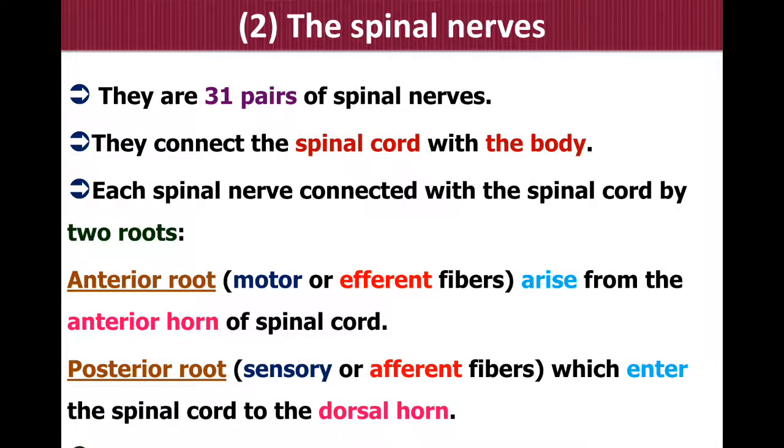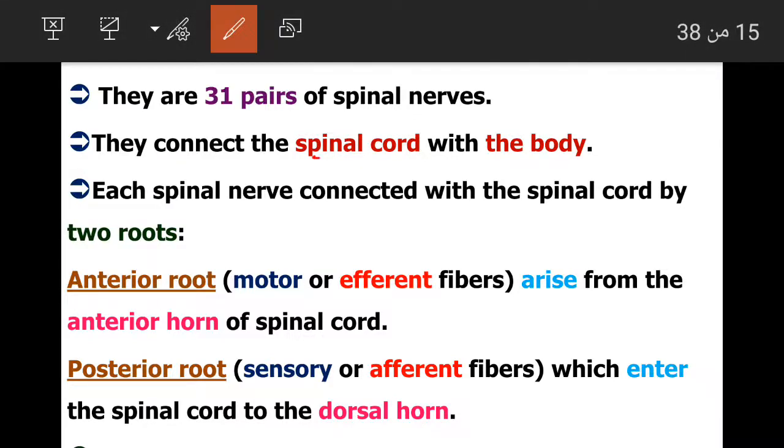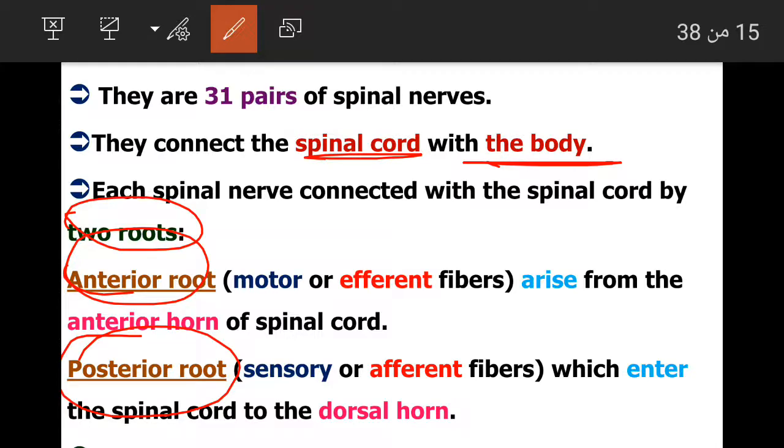The second is the spinal nerves. There are 31 pairs of spinal nerves. They connect the spinal cord with the body, and each spinal nerve is connected with the spinal cord by 2 roots. First, the anterior root and the posterior or dorsal root.